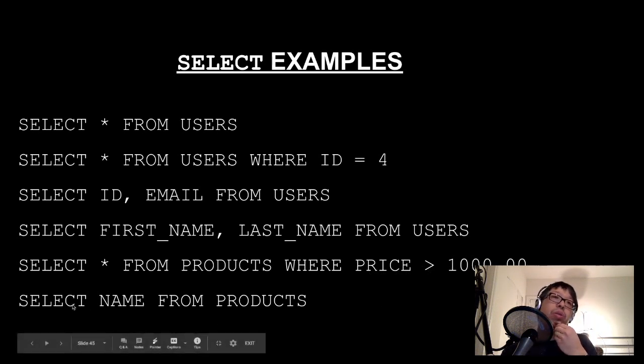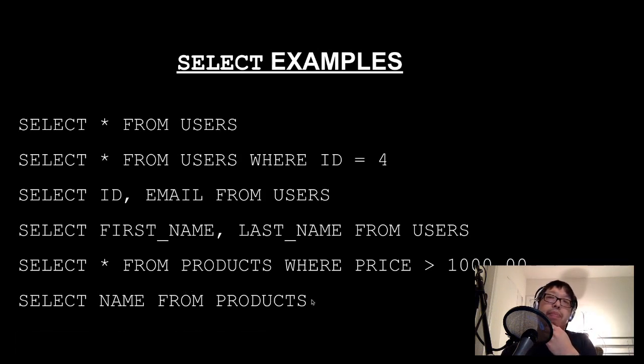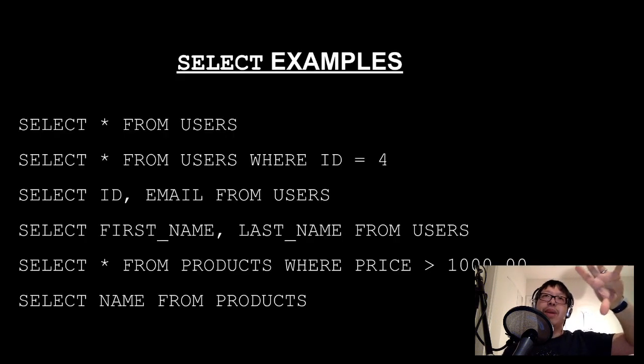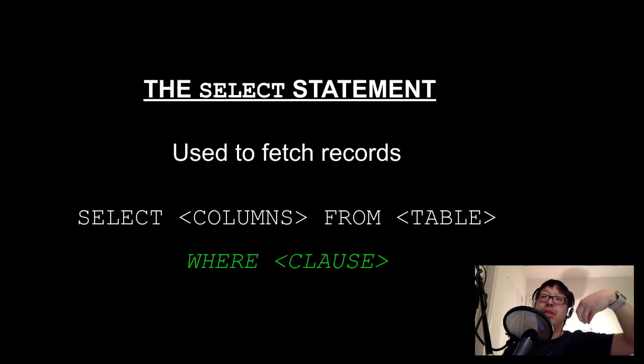And I could also select one column from the table. Okay, so that's a select. The second one is the insert statement. The reason I don't want to show you a demo yet is that the select is meant to fetch records. If we went to fetch records right now, we have no records in our database, so it would be empty.